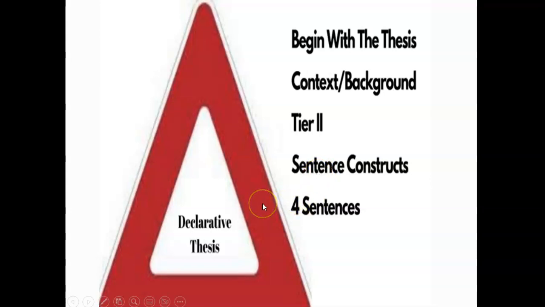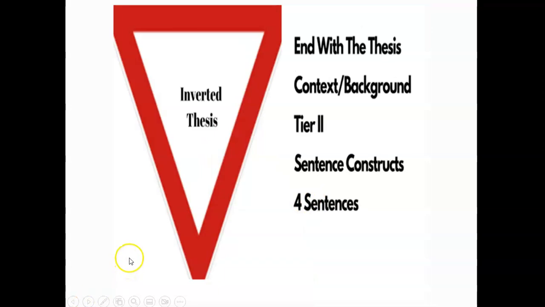And then with my template, introductory paragraphs are always 4 sentences long. No more, no less, 4 sentences. We can take the declarative and flip it on its head. And in this case, we end with the thesis. We're going to say something about STEM education in that last sentence. So we might begin with a hook, an analogy, begin with the context, background, parcel in those tier 2s, focus on those sentence constructs for voice, rhythm and flow, and exactly 4 sentences. So it doesn't really matter.